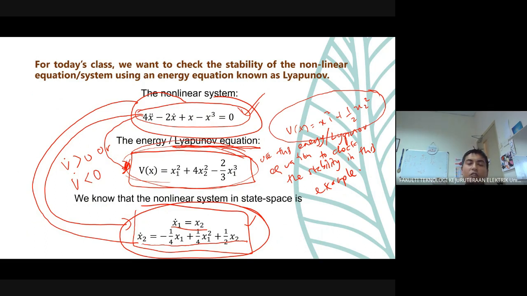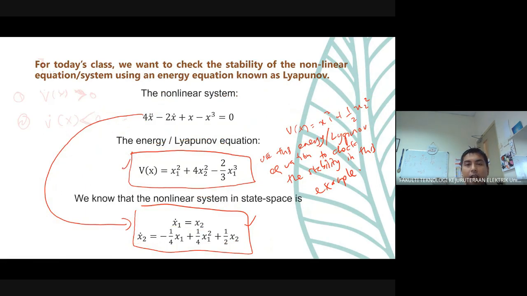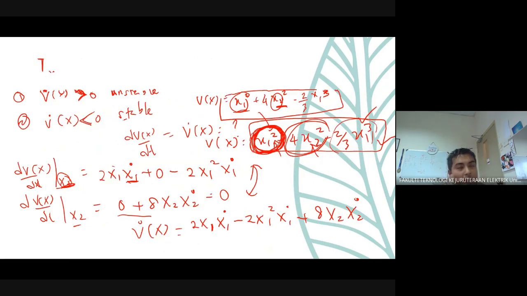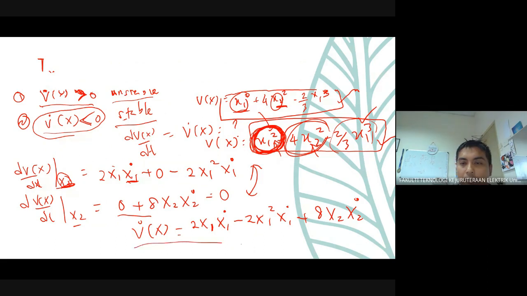Okay, so the nonlinear system must be converted to the state space equation first. Then after that, we must know the condition, which condition will determine the system to be stable. The condition is v dot x must be less than 0, then the system is stable. And if v dot x is greater than 0, the system will become unstable. Okay, that's the condition. So what you need to do, you have the vx equation. So now you need to find the v dot x equation here.